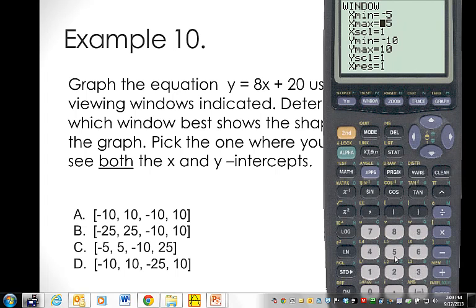Negative 5, 5, negative 10, 25. That doesn't look bad at all, does it? We got a good sense of the graph, and I'll let you try D on your own.